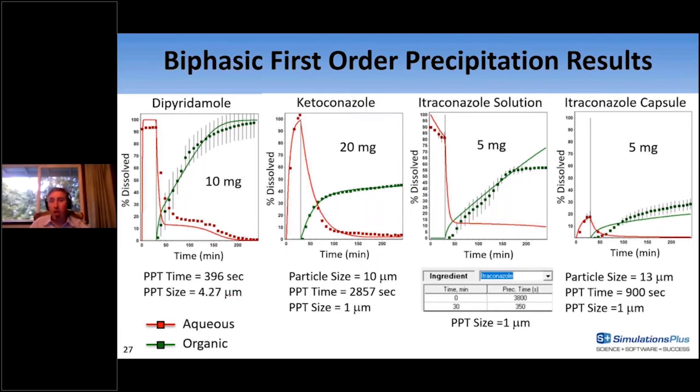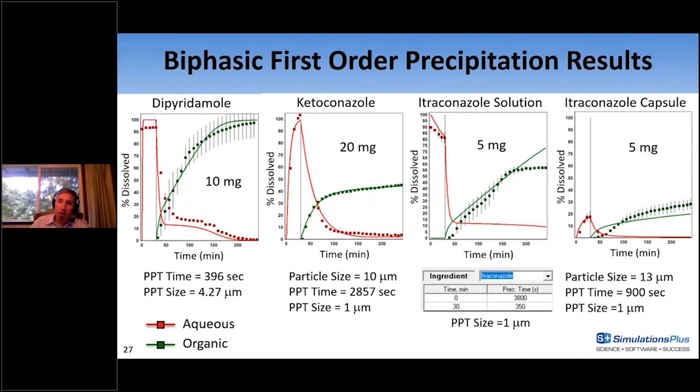Now for the itraconazole solution, it's still supersaturated in the gastric media, but the supersaturation is much less than at pH 6.8. So we used a much slower precipitation time of 3,800 seconds, and then we transitioned to a precipitation time of 350 seconds once it transferred to the intestinal buffer at pH 6.8.